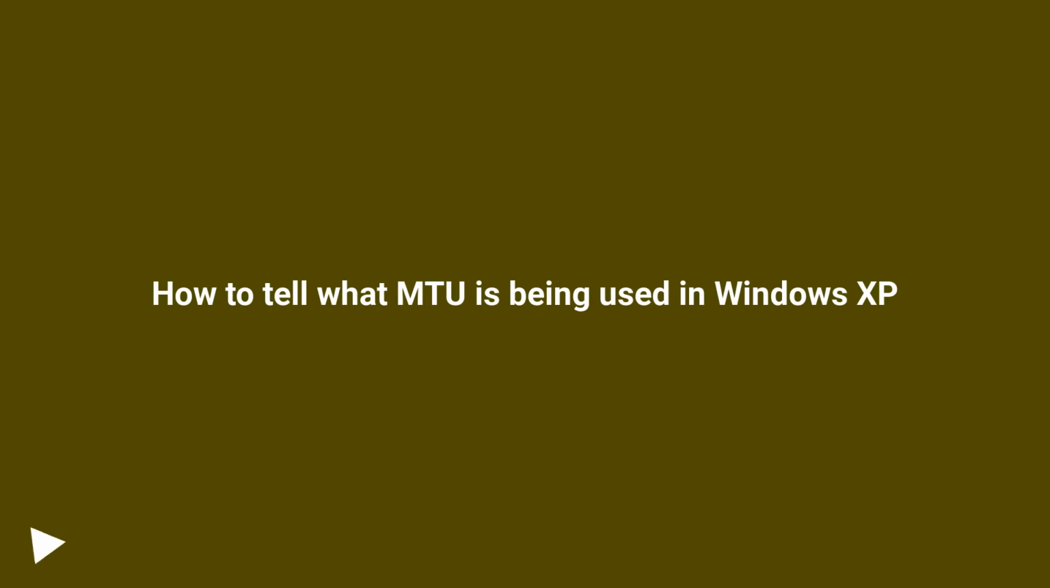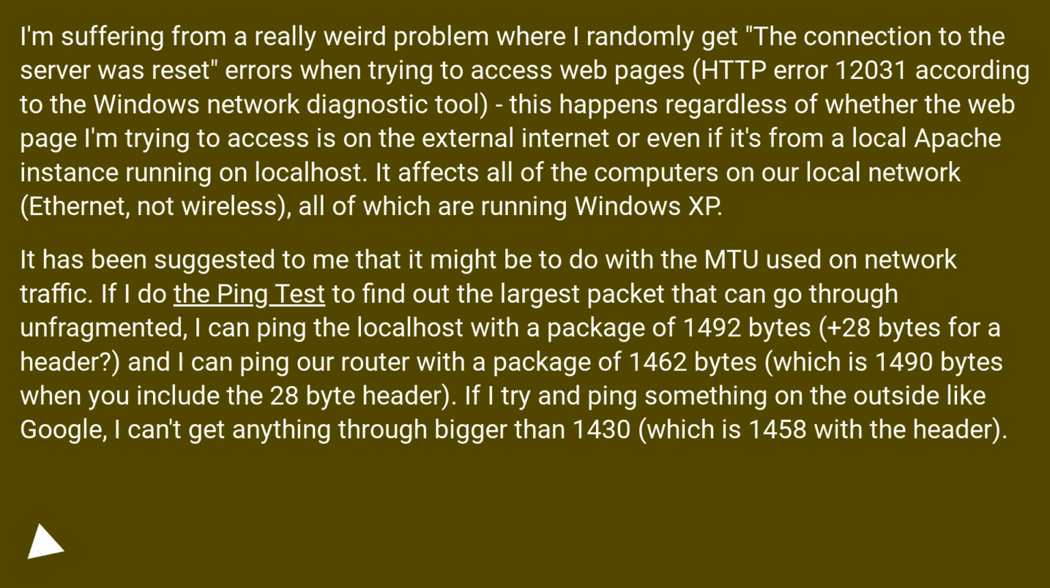How to tell what MTU is being used in Windows XP. I'm suffering from a really weird problem where I randomly get "the connection to the server was reset" errors when trying to access web pages, HTTP error 12031 according to the Windows Network Diagnostic Tool.